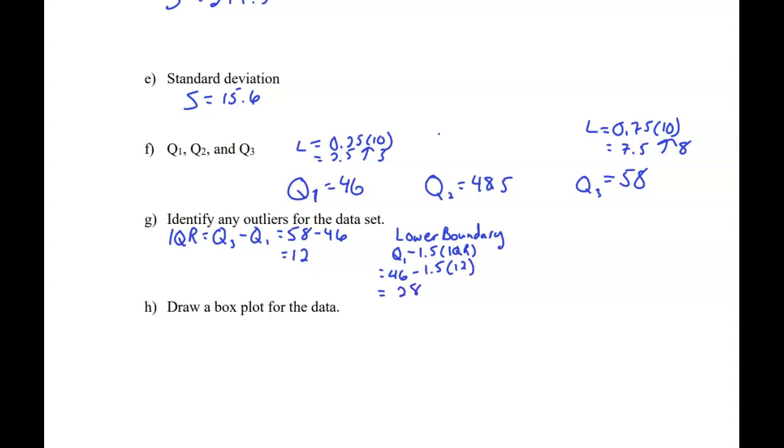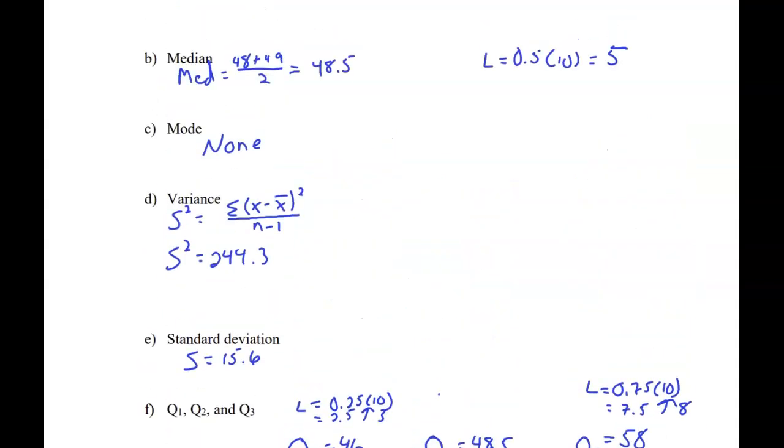Now, if you get any decimals, just leave those as is. Again, this is just a boundary. It's not a data point or anything like that. It's just helping us find any outliers. Our upper boundary will be Q3 plus 1.5 times an IQR. So that's going to be 58 plus 1.5 times 12. And that's going to give me 76. So these are my two boundaries.